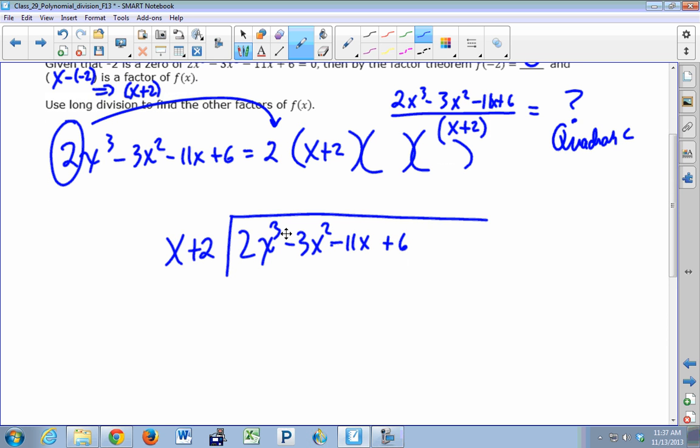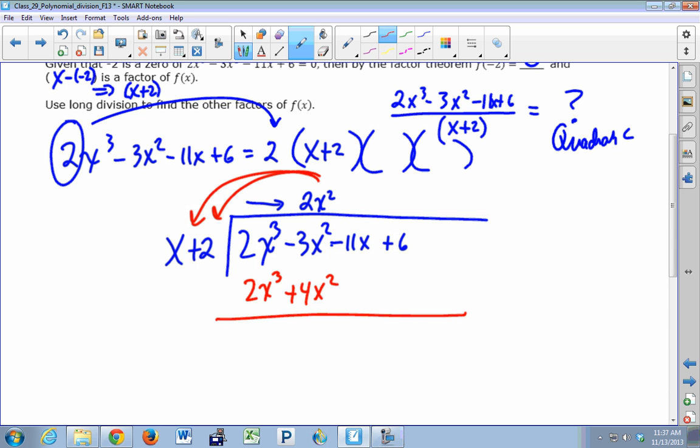Okay, so I say 2x cubed divided by x, I get 2x squared. So I've got to move in one spot, 2x squared. I do my multiplication, I get 2x cubed plus 4x squared. I do my subtraction, and I get negative 7x squared. Now I bring down my next term. I have a new dividend.